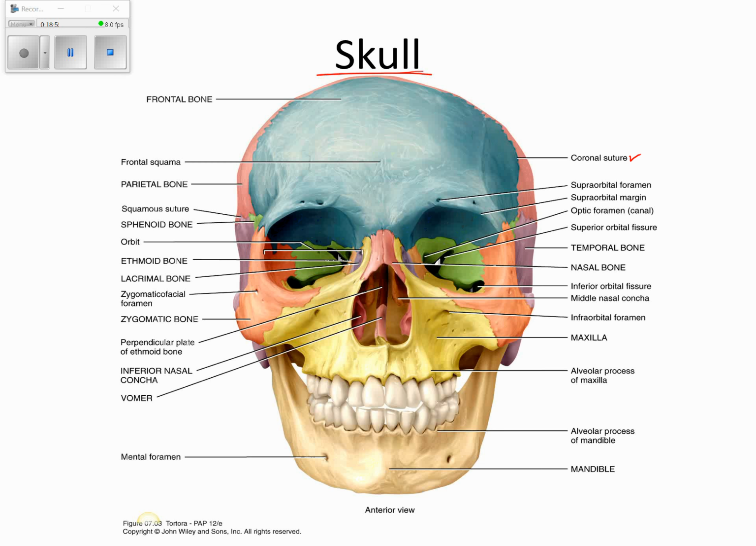Alveolar processes of both the maxilla and the mandible. Mental foramen, your vomer, your inferior nasal concha, perpendicular plate of the ethmoid bone, zygomatic bone, lacrimal bone, ethmoid bone, the orbit, sphenoid, your squamous suture, which you can't really see that well from that side, but parietal bone and the frontal bone.